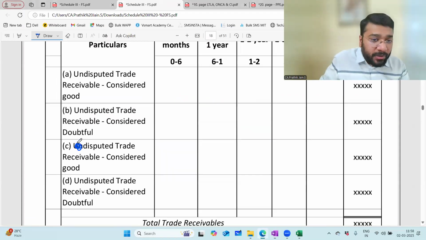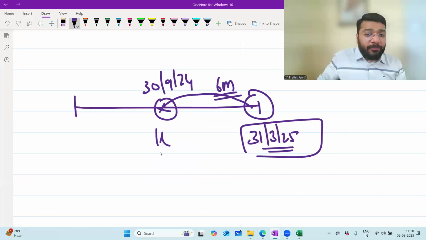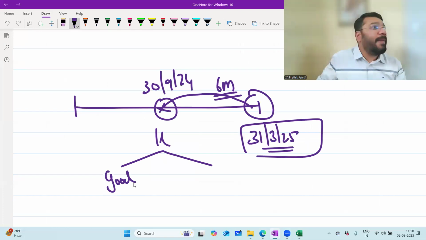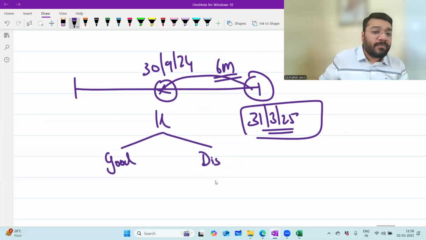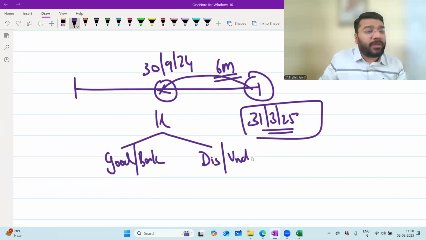This is disputed, not undisputed. So first 2 are undisputed, next 2 are disputed. Now, this 1 lakh rupees, you have to ask yourself 2 questions. First, whether it is good or bad. Second, whether it is disputed or undisputed.